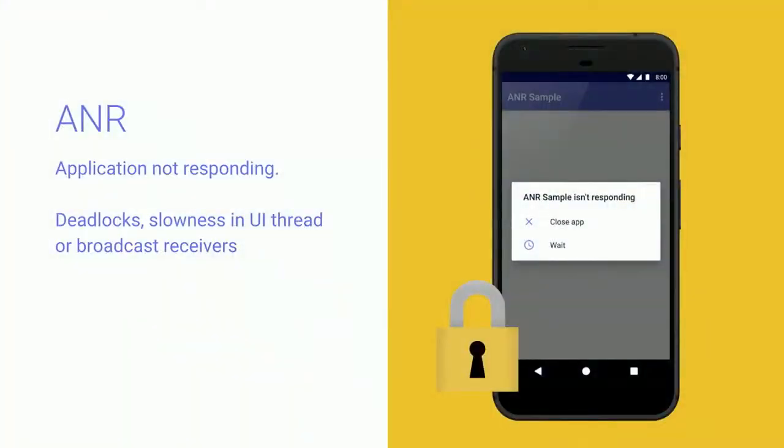Now, I'm sure all of you are aware of crashes and the crash-free user rate and all that side of things. ANRs are a critical thing to focus on on Android as well. An ANR is an application not responding. This is when your application is frozen for more than 5 seconds.